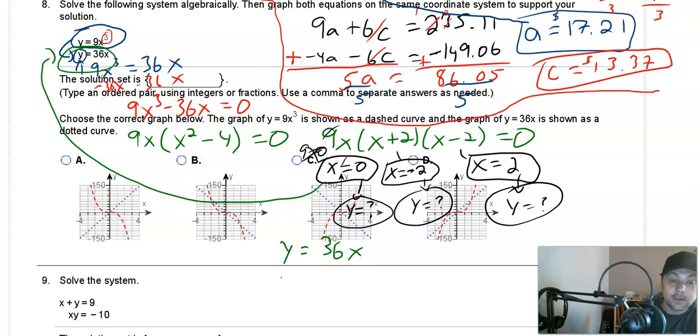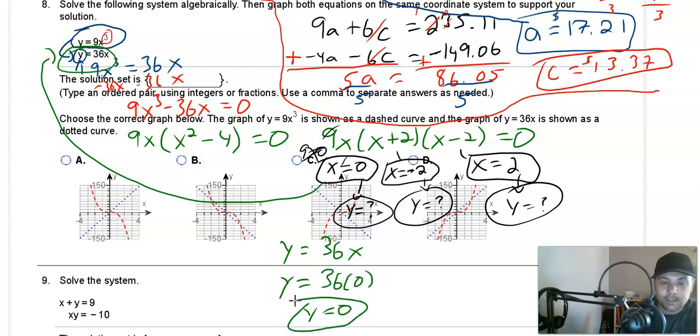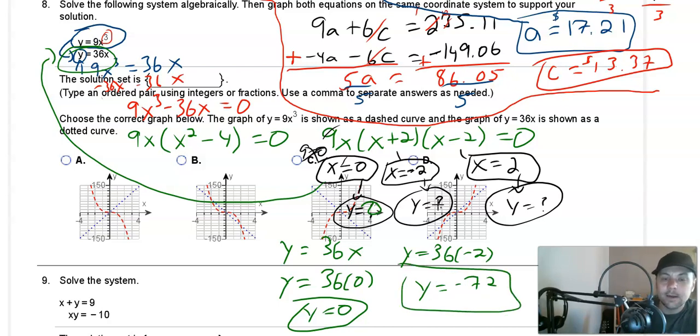I'll start with 0. So we're going to get y equals 36 times 0, which I already kind of gave away, is equal to 0, right? So here y is equal to 0. For this one, we'll get y equals 36 times -2, which is going to be -72. Kind of a big number, but that's the value for y there. So here we get -72. And here, I'll plug in 2 for x, and I'll get y equals 36 times +2, which is going to be +72. And so that's what I get here.